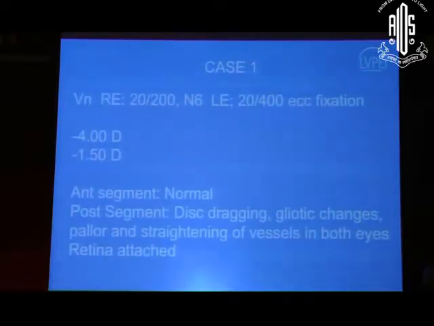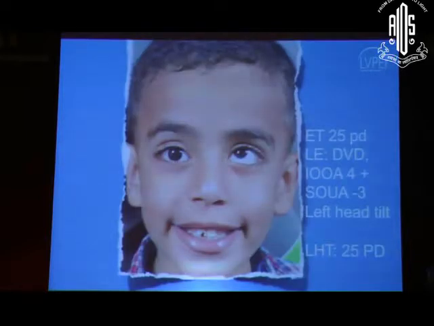Significant finding was dragging of disc with dioptric changes and pallor and straightening of vessels in both eyes. So definitely says that it's a case of probably a regressed retinopathy of prematurity. And rest of that retina was attached. So this is his finding.